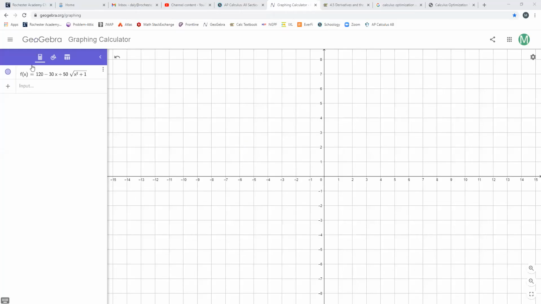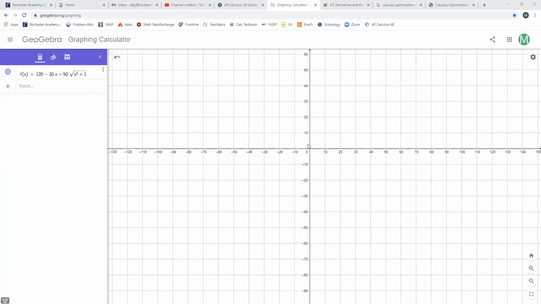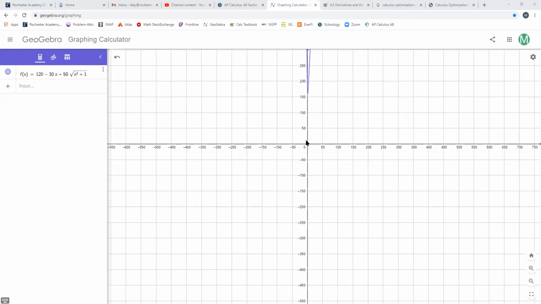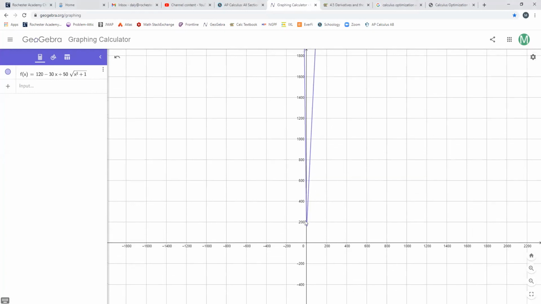All right, so I've got my function here that we came up with in the first video, 120 minus 30x plus 50 times the square root of x squared plus 1. And when I put that in, this graph doesn't show up here at all. And the reason for that is that I've got to zoom all the way out. I got to do some zooming here. Whoa, there's the graph over there, because this is an expensive project.